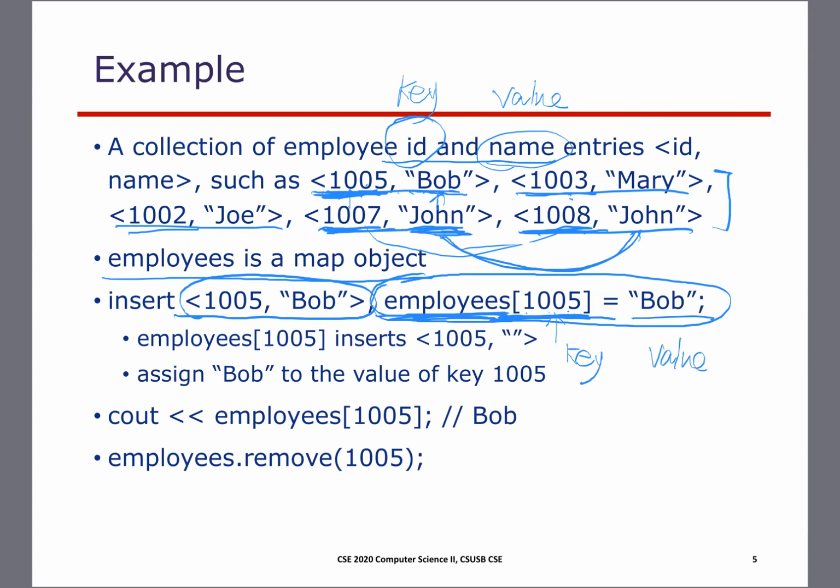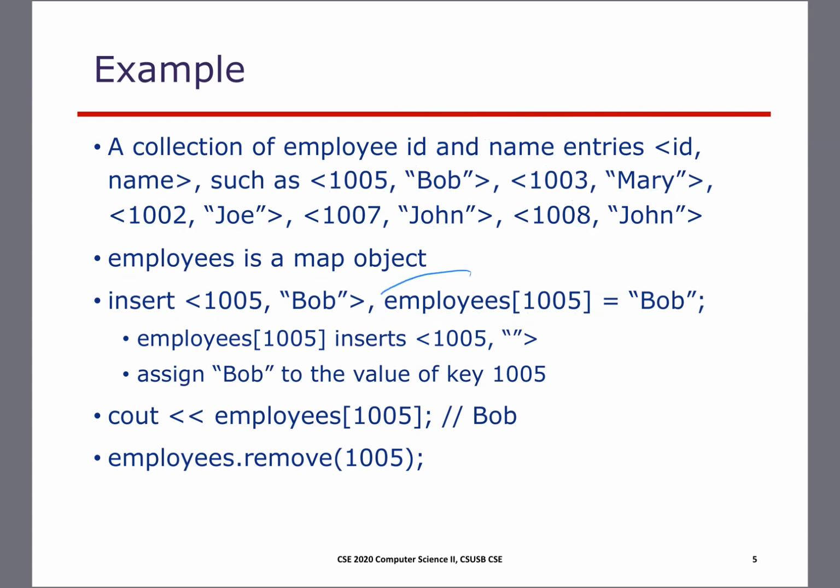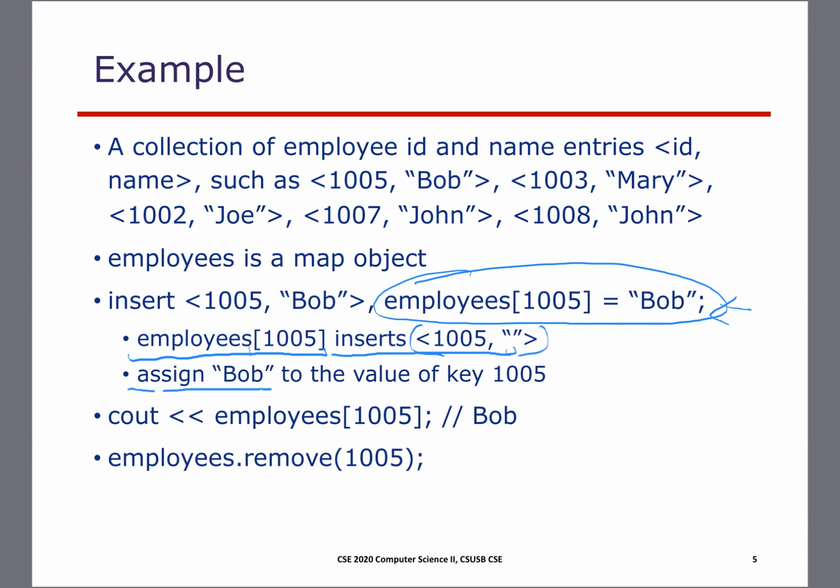In fact, this statement with the index operator contains 2 steps. The first step is employees[1005]: the index operator inserts the key 1005 with an empty string in the map object, and then assigns Bob to the value of the key 1005. That means use Bob to replace the empty string. So this statement means 2 steps.